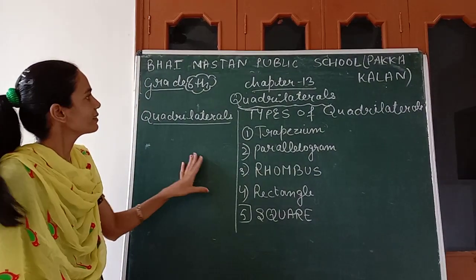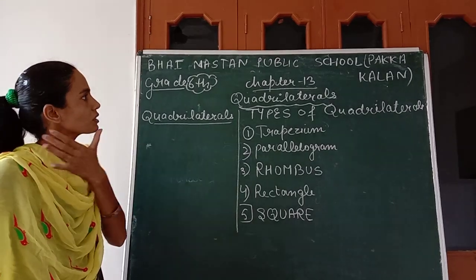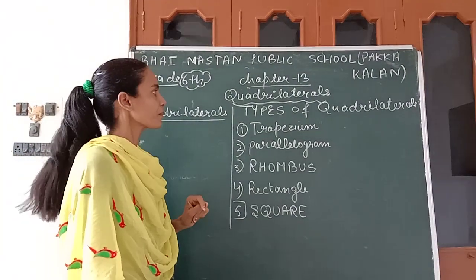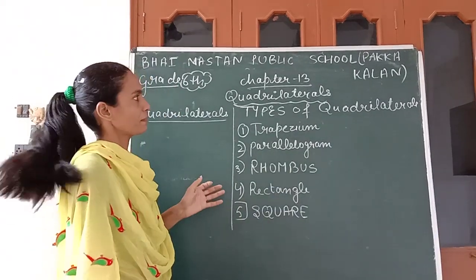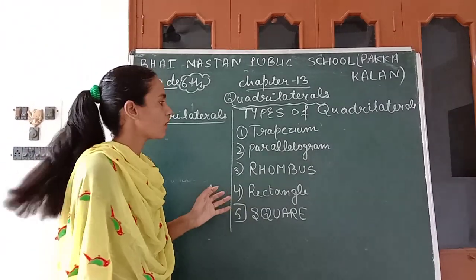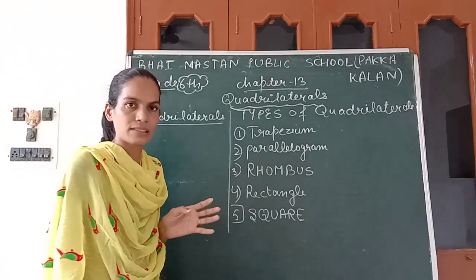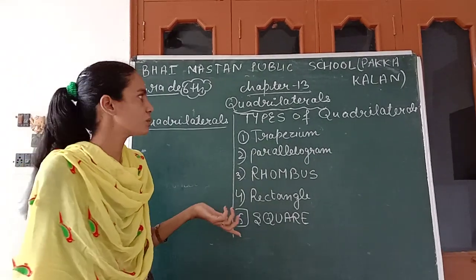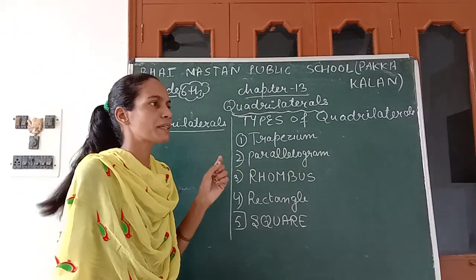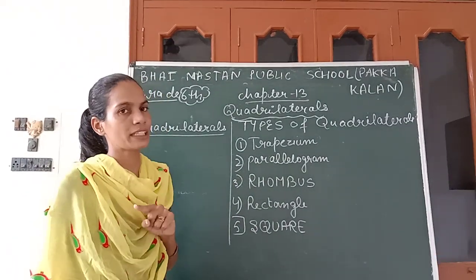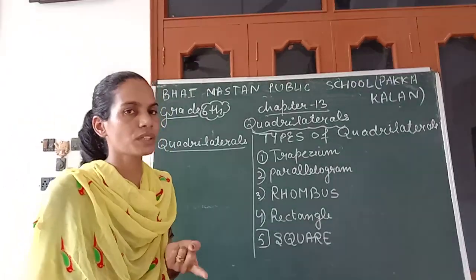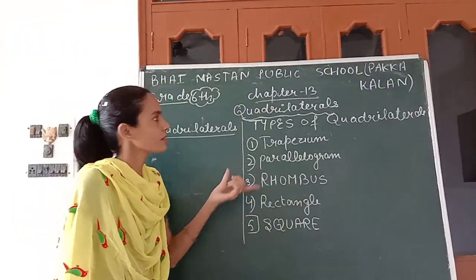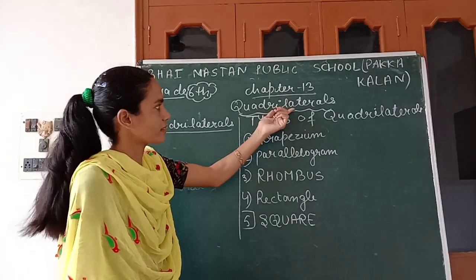Welcome to our class. Now we are going to start chapter 13. Your geometry portion is going on, and in the previous chapter, chapter 12, we already discussed triangles, types of triangles, and parts of triangles: types of triangles on the basis of sides and on the basis of angles. Now in this chapter 13, the name is quadrilateral.